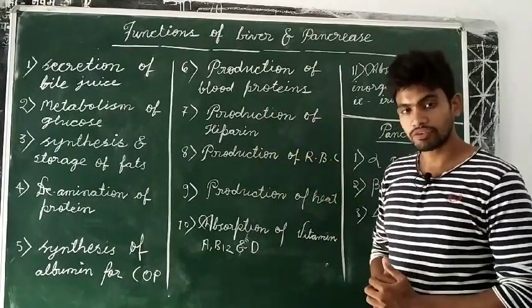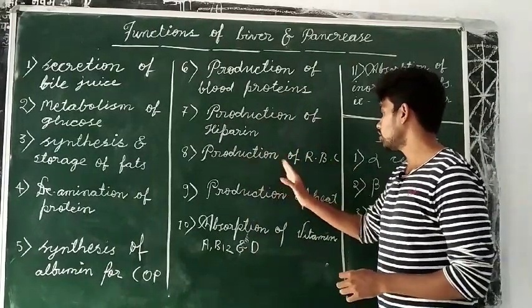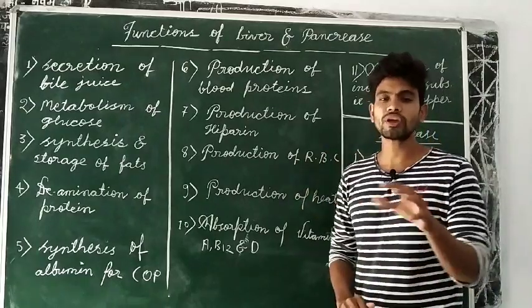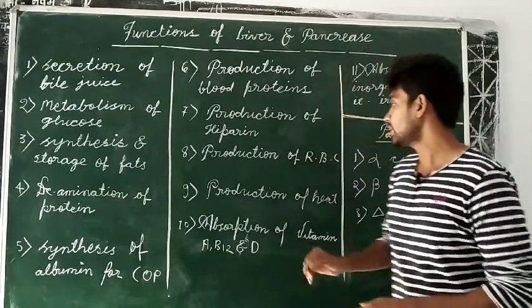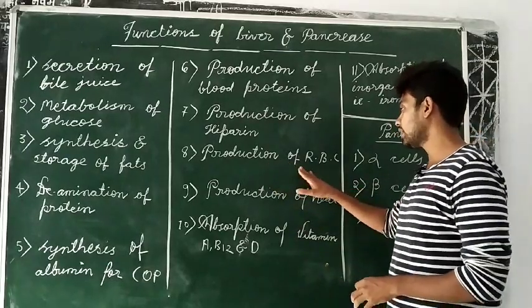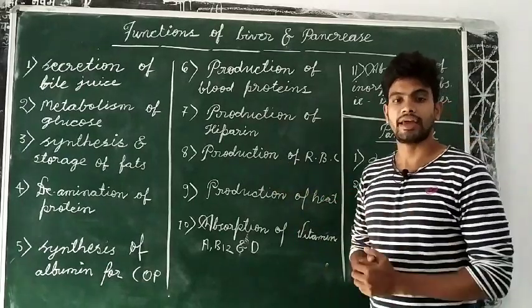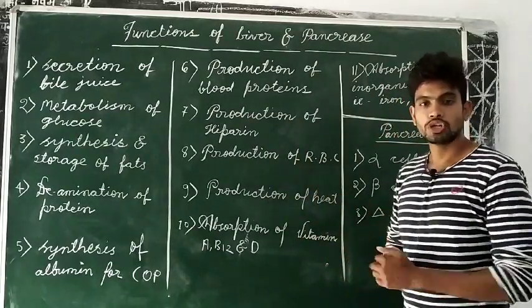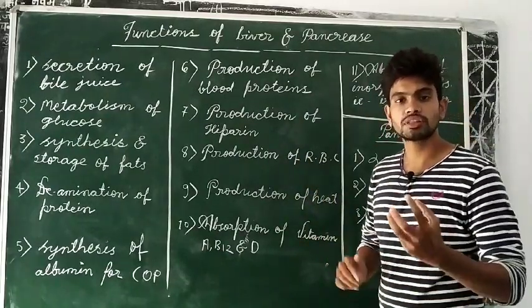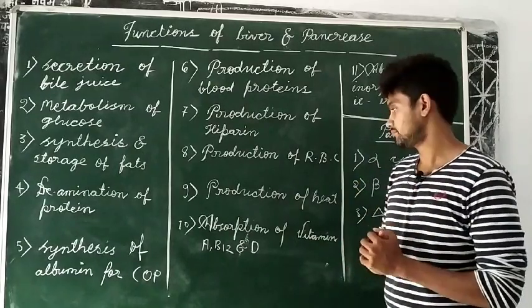The next important function is production of RBC. Now we commonly know that RBCs are produced by bone marrow, but when human beings are at fetal stage, at that time it is the liver which produces the RBCs. So the liver produces RBCs during the fetal stage of life.